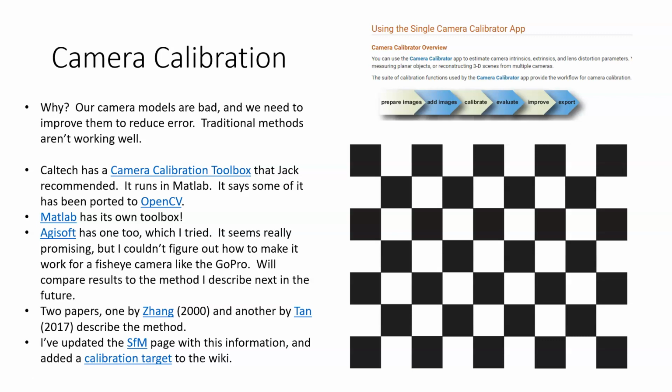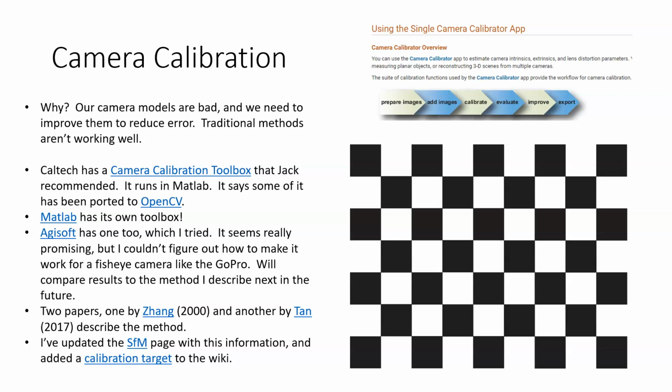Again, Agisoft has this, but I couldn't make that work. And then the general method that's being described here is usually this paper by Zhang in 2000, which is kind of the gold standard for this work. There's a newer paper by Tan et al. from 2017 that describes a newer way of doing it with a computer screen. And from what I can tell, that actually works a little bit better. There's some neat advantages to that. One of which is that a screen is always flat. Well, a flat screen is always flat, and so that does constrain the error a little bit. So that's great.